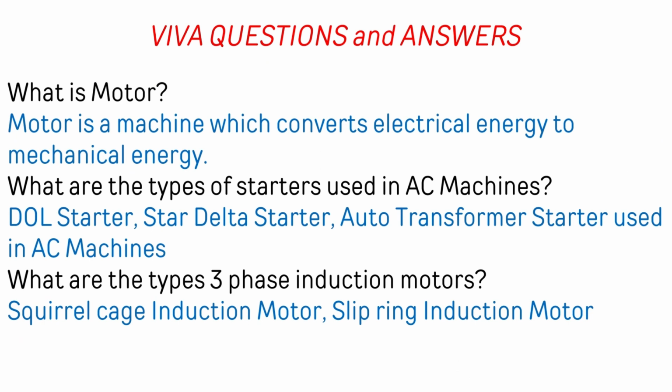Coming to the viva questions and answers. What is a motor? A motor is a machine which converts electrical energy to mechanical energy. What are the types of starters used in AC machines? The starters used in AC machines are the DOL starter, DOL means direct online starter, the star delta starter, and the auto transformer starter.